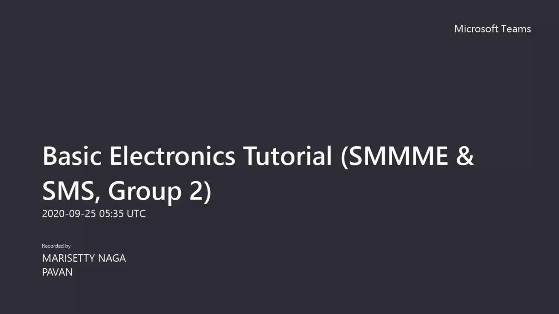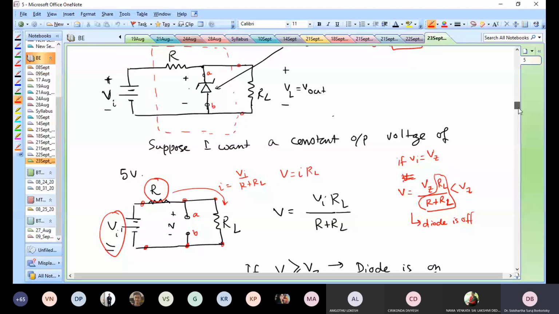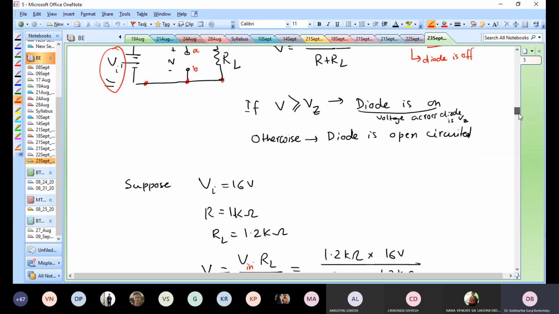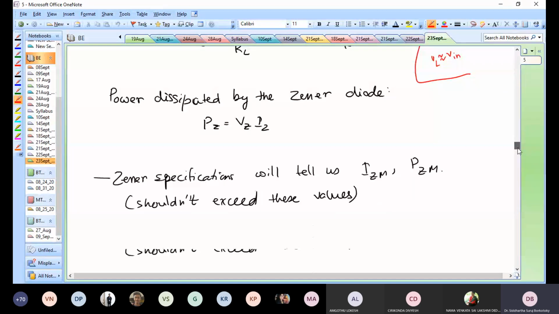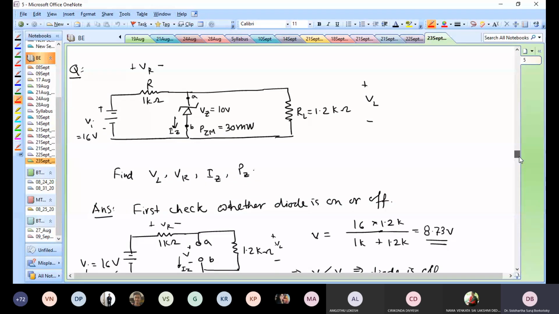Greater than the Zener potential, then my diode is conducting, so the diode is on. And the voltage across the diode will be fixed at Vz, the Zener potential. If that voltage turns out to be lower than the Zener potential, then my diode is off. So my diode becomes an open circuit, and the resulting circuit becomes exactly like solving any other circuit with a resistor and a voltage source.